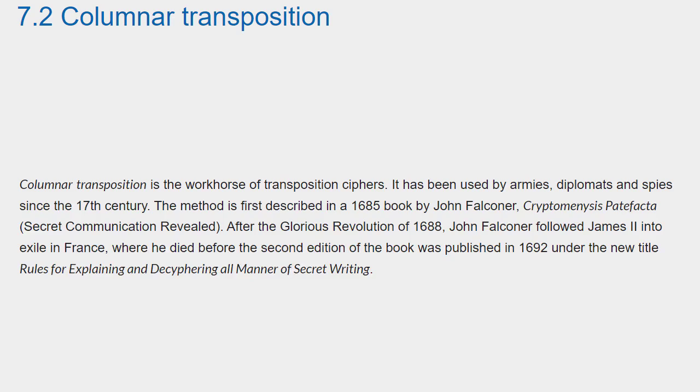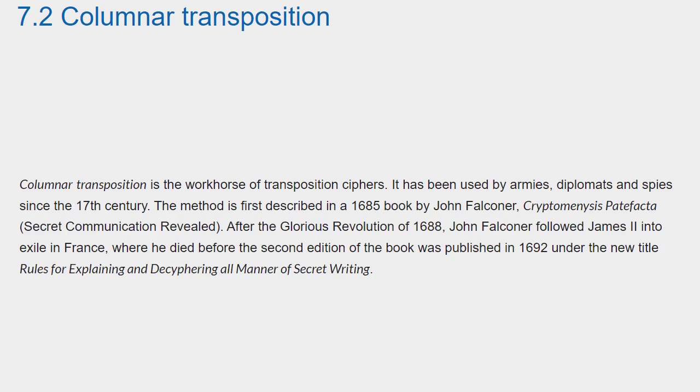Section 7.2. Columnar transposition. Columnar transposition is the workhorse of transposition ciphers. It has been used by armies, diplomats, and spies since the 17th century. The method is first described in a 1685 book by John Falconer, Cryptomnesis Patefacta.